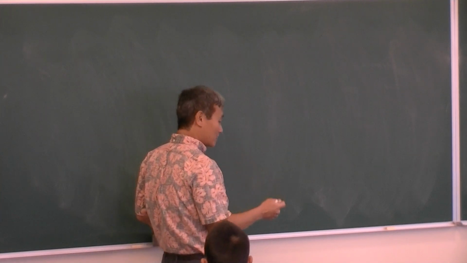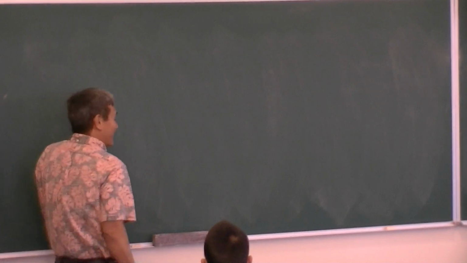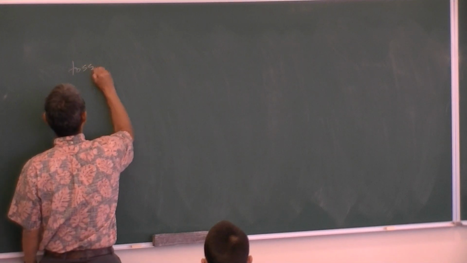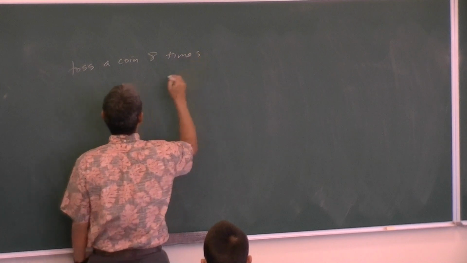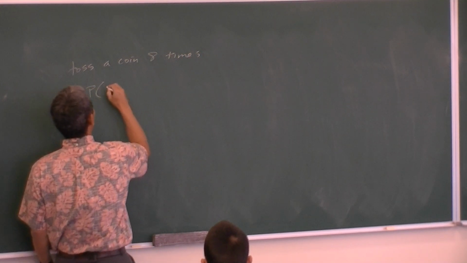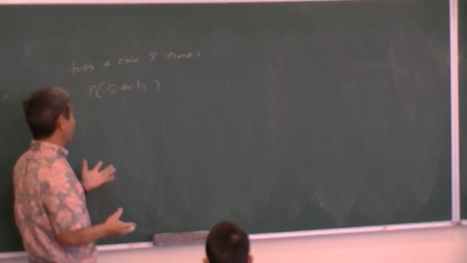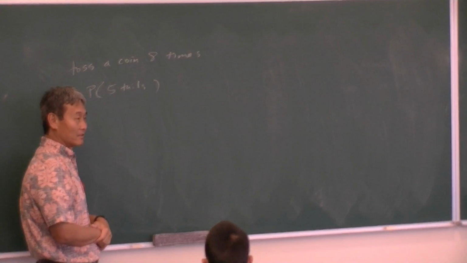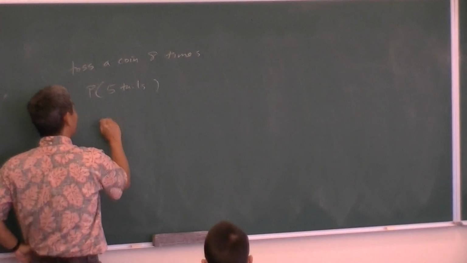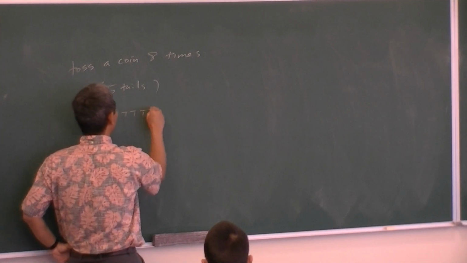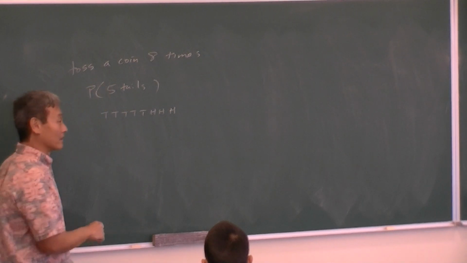Okay, we have a fair coin. Suppose I toss this coin 8 times. What's the probability of getting 5 tails? So then, of course that means 5 tails and 3 heads, right? Now, we know how to do this already, right? Let's do a specific case. What if you get tail, tail, tail, tail, tail, and then head, head, head, like that? What's the probability of that happening?